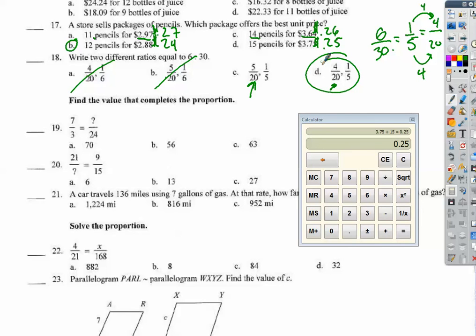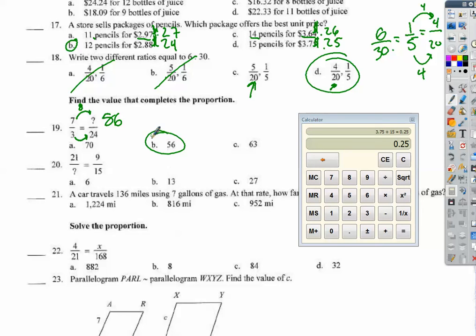So for number 19, we are trying to solve this proportion. There are a couple ways I could do it, but the easiest way would be to see that 3 goes into 24 evenly. 3 goes into 24 8 times, so that means I'd have to multiply 7 by 8 as well. 7 times 8 is 56.